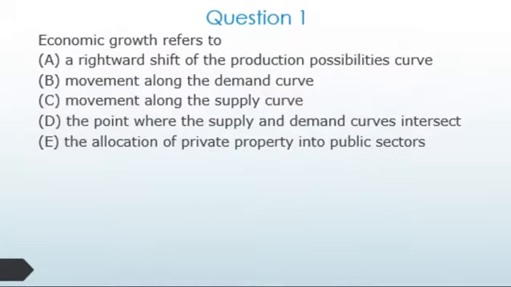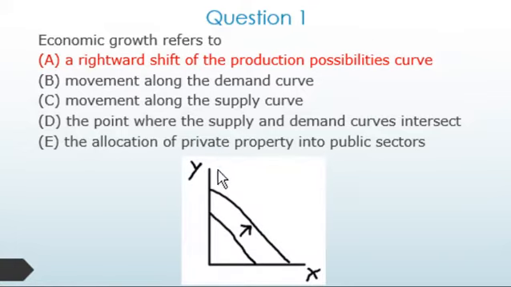So in question 1 we have economic growth refers to. The best answer here would just be a rightward shift of a production possibilities curve, since demand and supply just have to do with price or quantity of a good, whereas an outward shift of a production possibilities curve actually displays that the economy is growing.